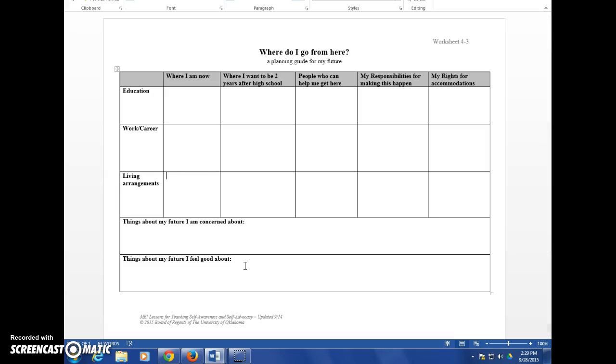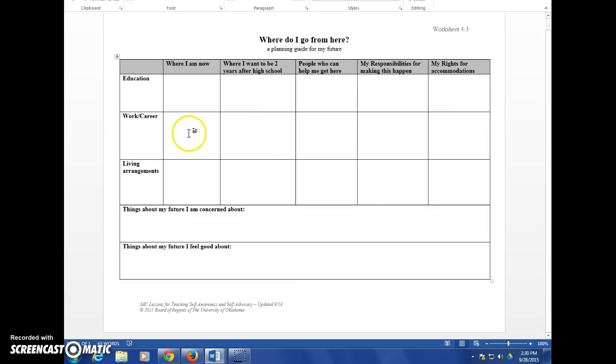I know sometimes if we're not thinking realistically, we might feel good about everything. "Hey, I'm going to win $1 million and I'm going to have the house and the car and the girlfriend that I like." But what do you feel really realistically good about in your future? And write that in there. Okay. Once you're done with this, you're done with part 2 of Unit 1.